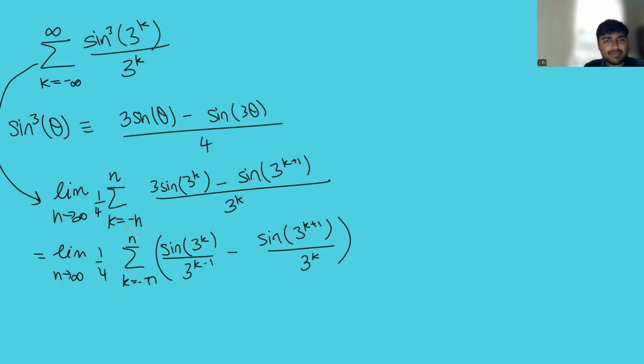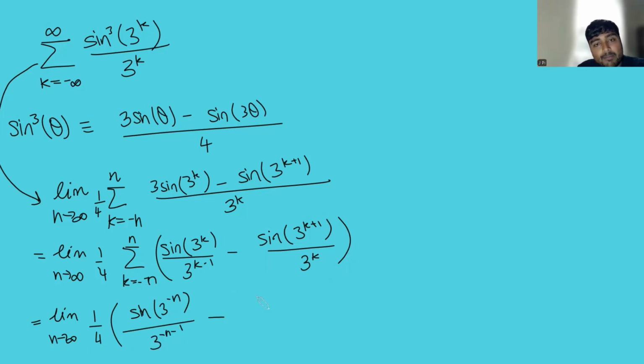So if that doesn't make any sense, or you've not heard of telescoping sums before, I encourage you just to write out the first few terms of this summation. So plug in k as minus n, minus n plus 1, minus n plus 2, and also plug in the last few values, so n minus 2, n minus 1, n, and you'll notice that loads of terms cancel out, and we're just left with the limit as n goes to infinity of a quarter, and we're going to have sine of 3 to the minus n all over 3 to the minus n minus 1 minus, and then I'm going to plug n into this expression, sine of 3 to the n plus 1 all over 3 to the n, like so.